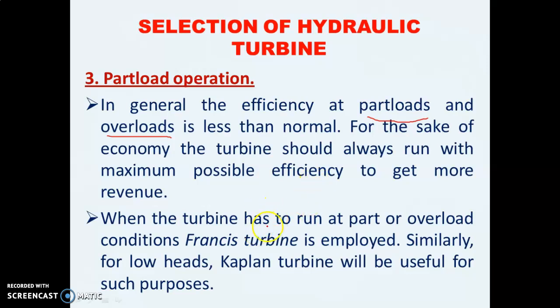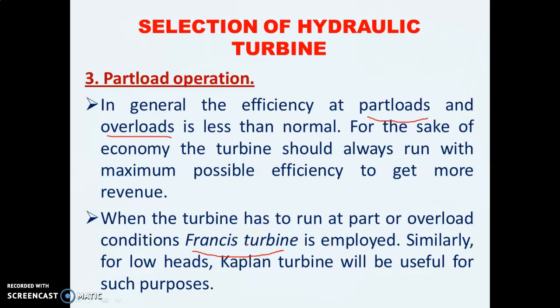Now, if in some cases the turbine cannot run at the fixed load and has to run at either part load or overload, then a Francis turbine is employed. We have seen that the Francis turbine is the most commonly used turbine. It is used for medium head, sometimes for low head, sometimes for high head, so it can be used for a variety of different heads. So it can also be used for part or overload conditions.